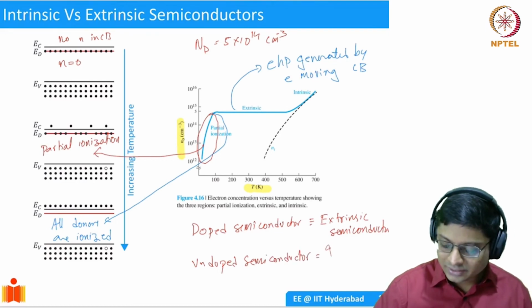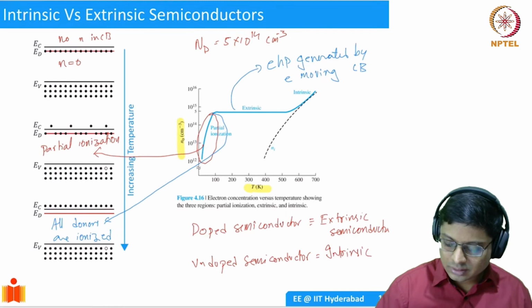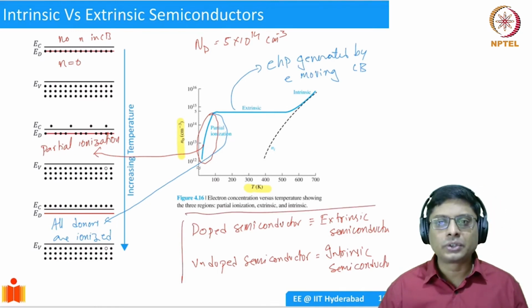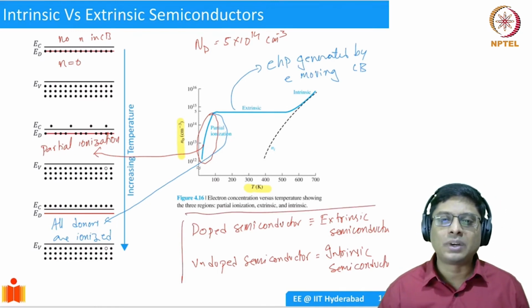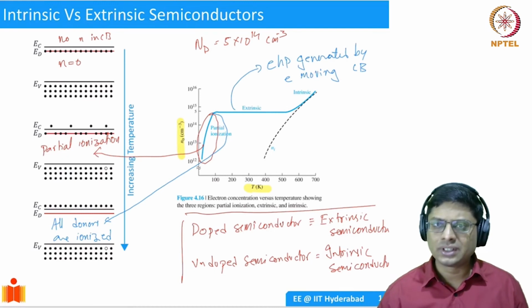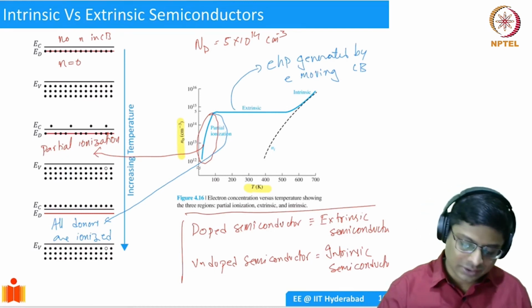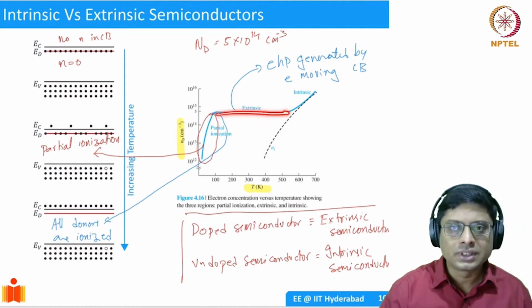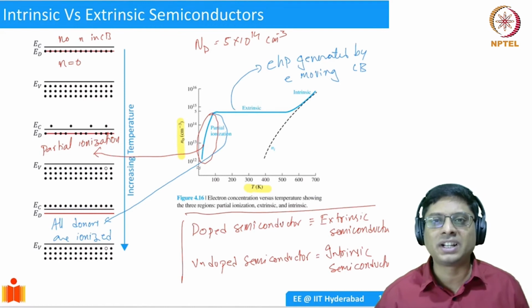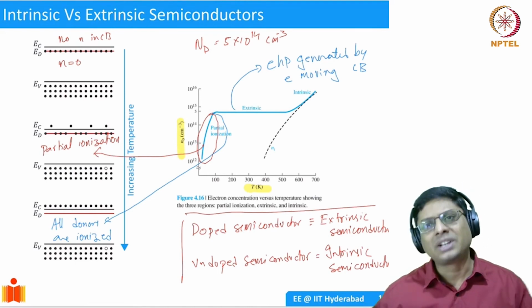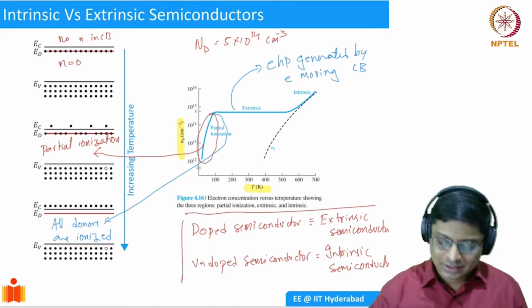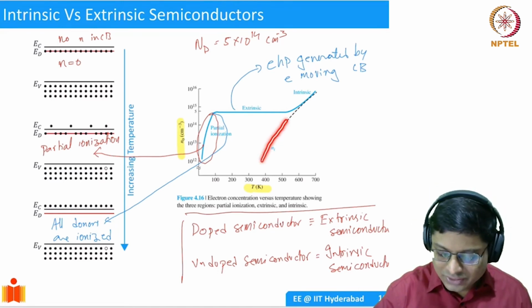I'll call this an intrinsic semiconductor. Okay, this is the language we use. So if you have an extrinsic semiconductor, once you have ionized all the donors, the carrier concentration cannot increase. It stays constant because there are no further donors to be ionized, all of them are ionized. But then as you continue increasing the temperature, at some point the Ni will start increasing, right?